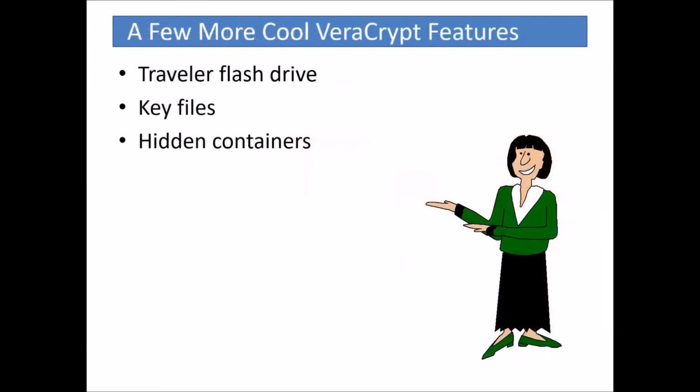There are a lot of other very cool features in VeraCrypt. There's something called a traveler flash drive, where it actually installs the VeraCrypt software on the flash drive. So if you want to access it on a computer that doesn't have VeraCrypt installed on it, it's on your flash drive, and VeraCrypt will just use that automatically without even installing it on the computer where you're trying to access your data. There are things called key files and hidden containers, which give you additional security in various ways. I've got a whole presentation on VeraCrypt, so if you want to learn what some of those are, maybe we can do that for a workshop someday.